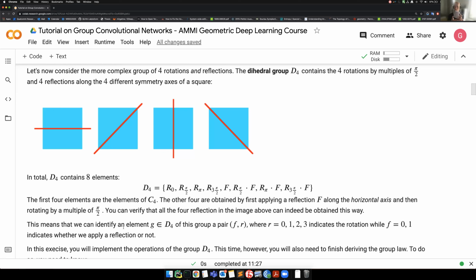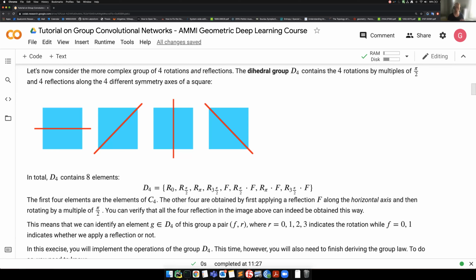So again, we start with a mug like this. We want to obtain a flip with respect to the vertical axis, which goes like this. But this is the same as first applying a mirroring with respect to the horizontal axis, and then rotating this by 180 degrees, which goes back like this. This is the same as doing a mirroring with respect to the vertical axis. So yeah, this is just to show you what these elements are.